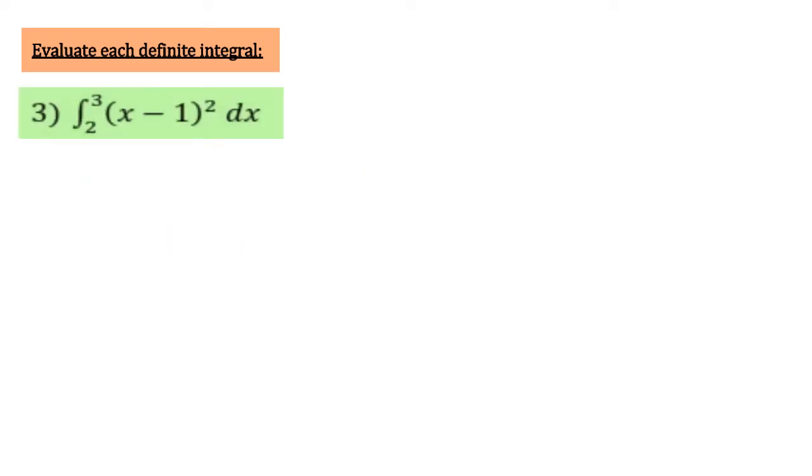Integral from 2 to 3 for x minus 1 all to the power of 2 is equal. First, I should expand the integral. I can't find the integration of a bracket to the power of 2, so I'm going to expand the bracket. And to expand the bracket, I'm going to multiply x minus 1 by itself twice.